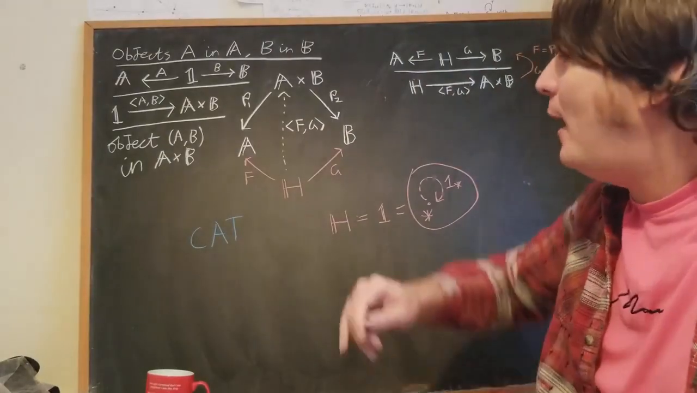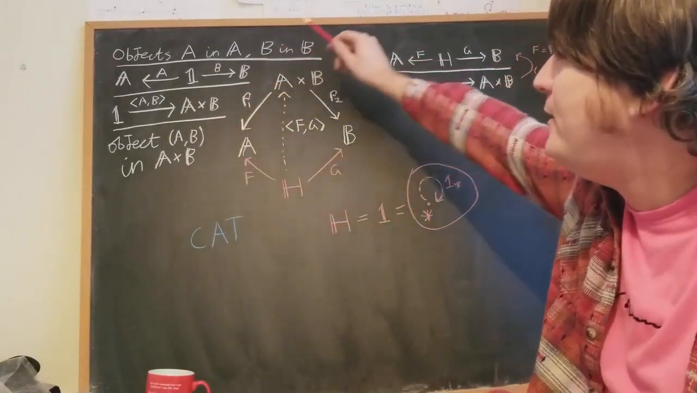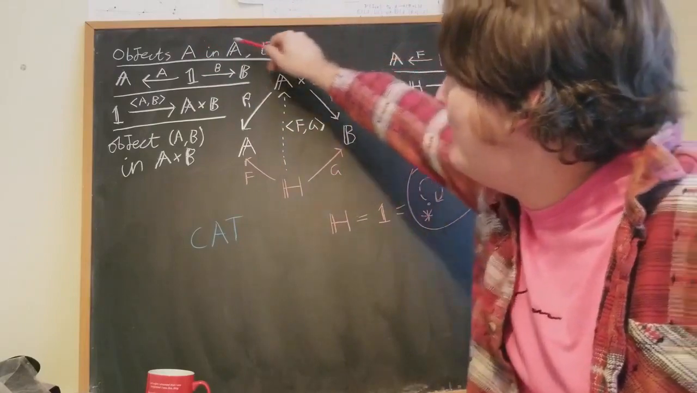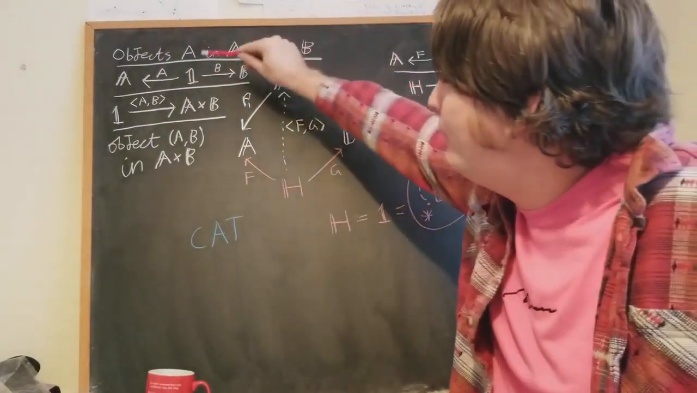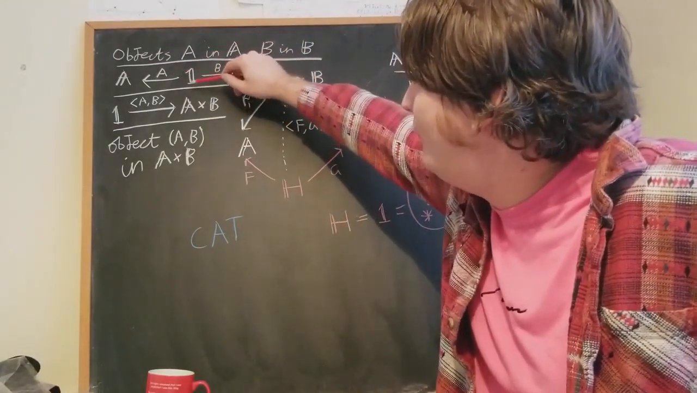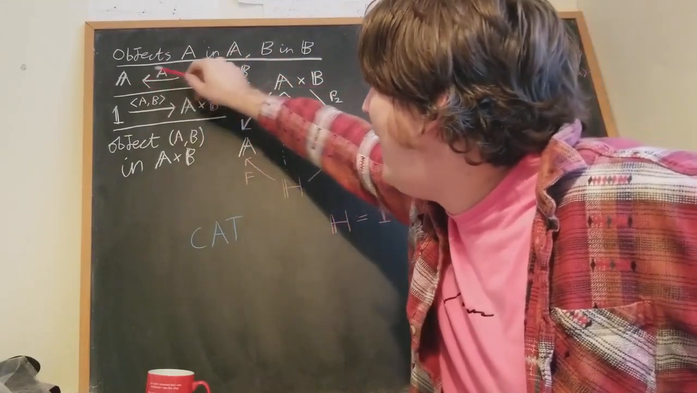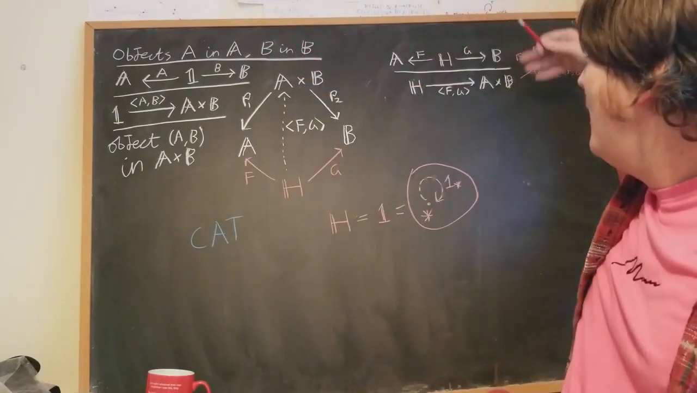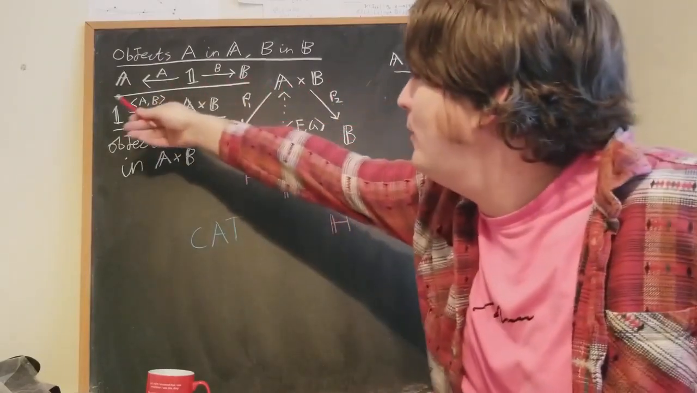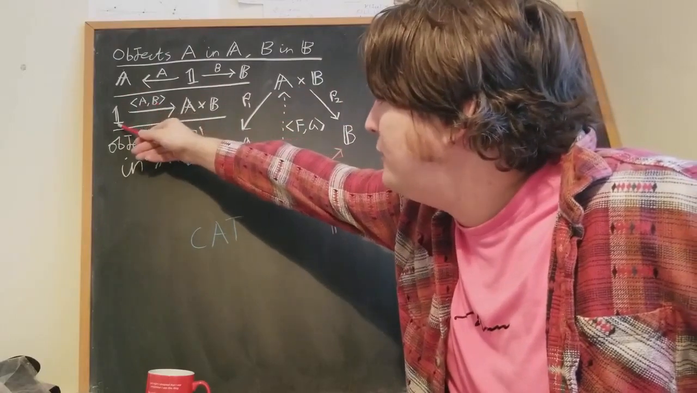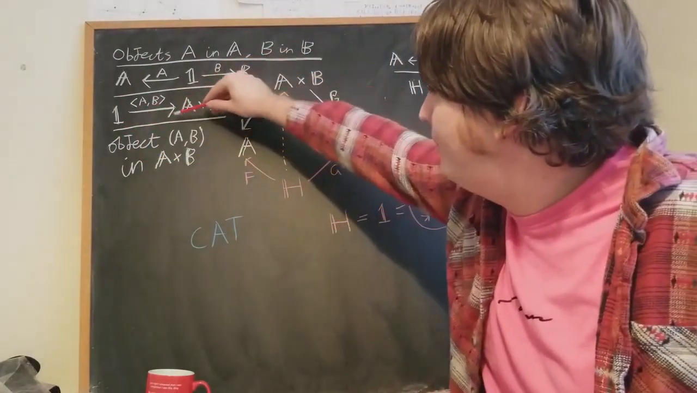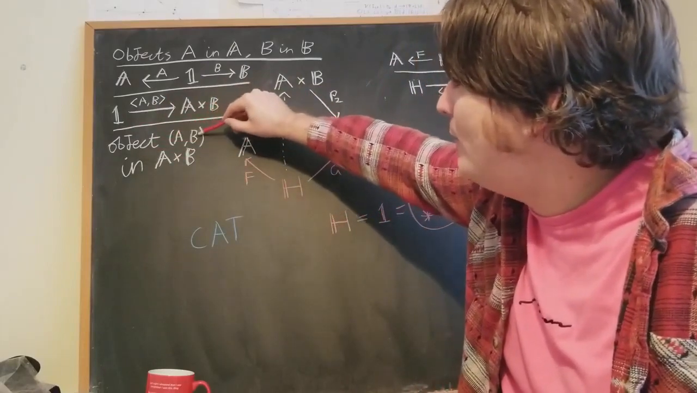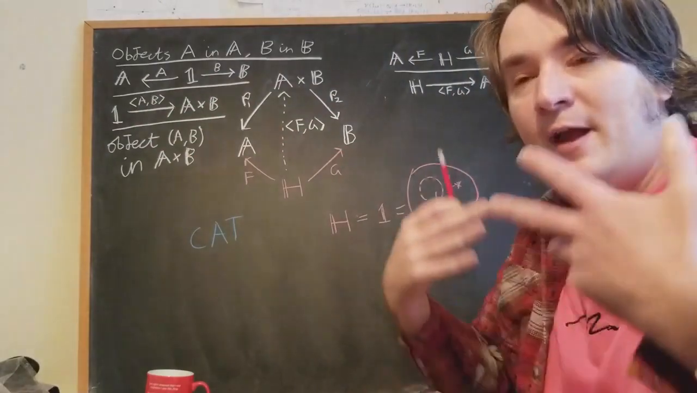Okay, we can formalize this intuition like this. An object A in category A and an object B in category B, that pair corresponds to a pair of functors, which we might call A and B, coming out of this terminal object. This one goes into category A and this one goes into category B. Using our notion of a categorical product, this is equivalent to an arrow called A comma B, which goes from one to the product of categories A and B. And then this just corresponds to an object which we might call A comma B, in the product of these categories A and B.